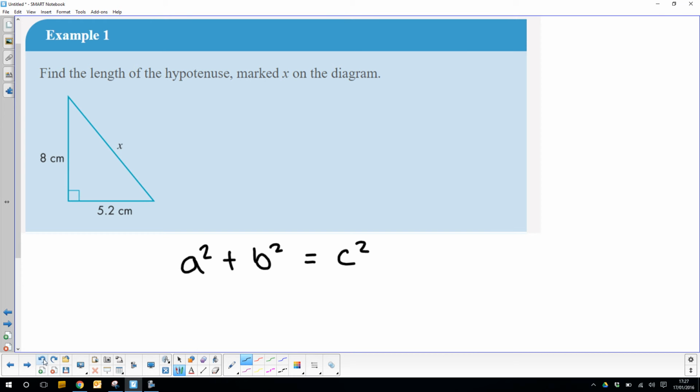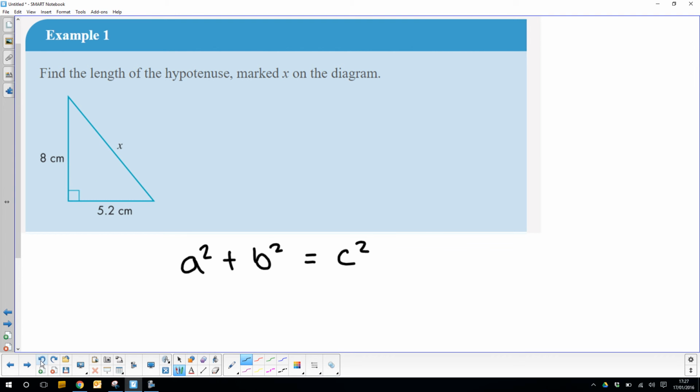Secondly, we need to be aware that this part on the end, this c squared, is the hypotenuse. And the hypotenuse can always be identified as it's opposite to the right angle in a right-angled triangle. It's the longest side, the hypotenuse, and it's always found opposite the right angle.